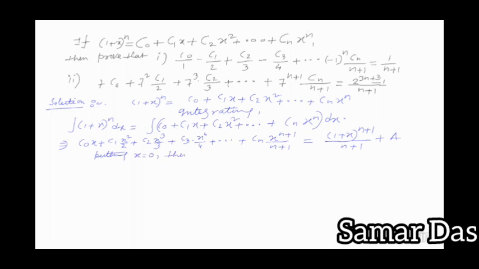Putting x equal to 0, then 0 is equal to 0 plus (1 + 0)^(n+1)/(n+1) plus a. So a is equal to -1/(n+1). If we put 0 on the left hand side, the whole thing is 0. So then we got a equal to -1/(n+1). Clear?